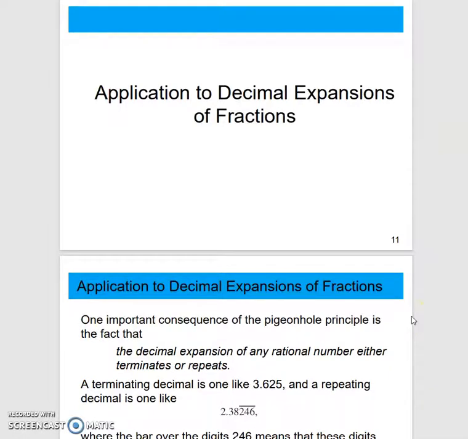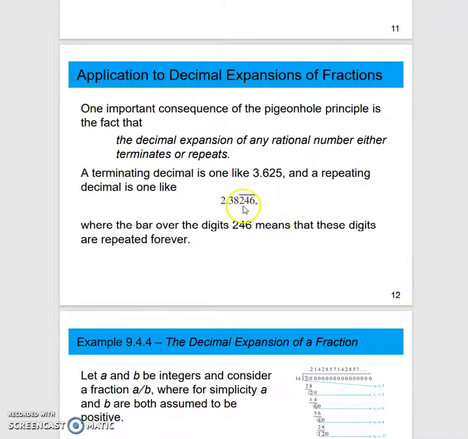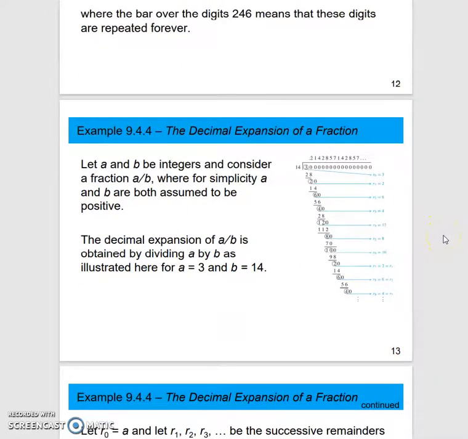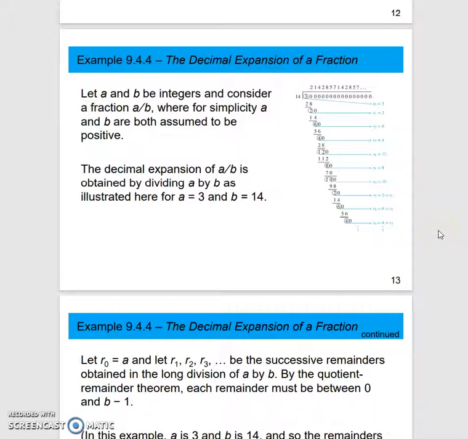All right, let's look at that as an application for decimal expansion. As you remember, if you've got that little line above those, that means those are the repeating digits there. And any decimal expansion either terminates or repeats. Here would be a terminating one. This would be a repeating one. And what does the actual decimal expansion look like? So here I've got 3 divided by 13, and you can see as I'm starting to expand that.